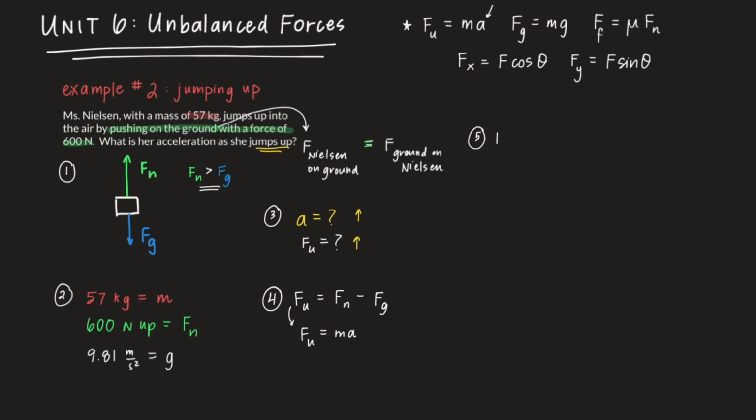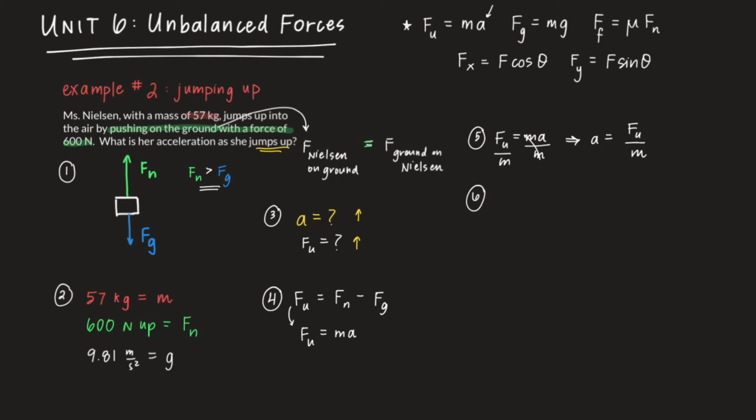Step 5, we're going to have to rearrange again, the same that we did the last problem, so we're hopefully getting used to this. If we're trying to solve for acceleration, we want to move mass over to the other side by dividing. That means we're left with acceleration is equal to the unbalanced force divided by the mass.